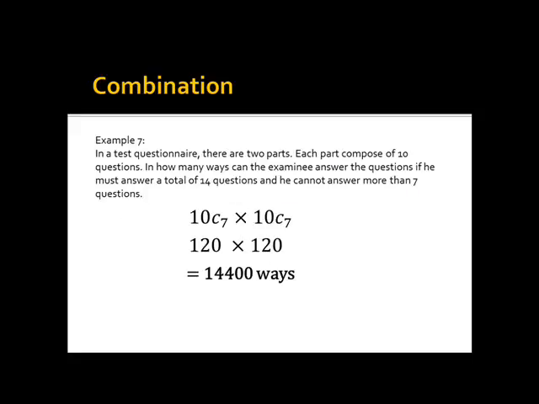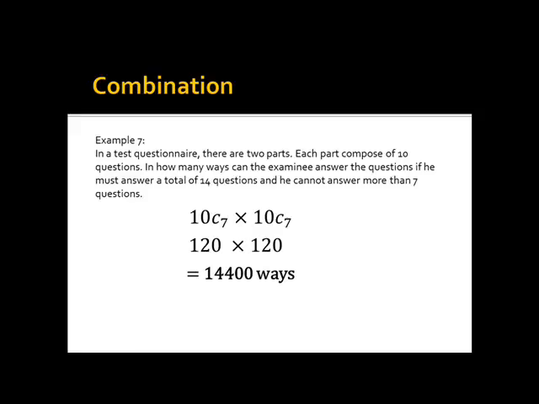In a test questionnaire, there are 2 parts. Each part is composed of 10 questions. In how many ways can the examinee answer the questions if he must answer a total of 14 questions and he cannot answer more than 7 questions in each part? So, since the examinee must answer 14 questions all in all and cannot answer more than 7 questions in each part, there is only one possible way he can answer the questionnaire.